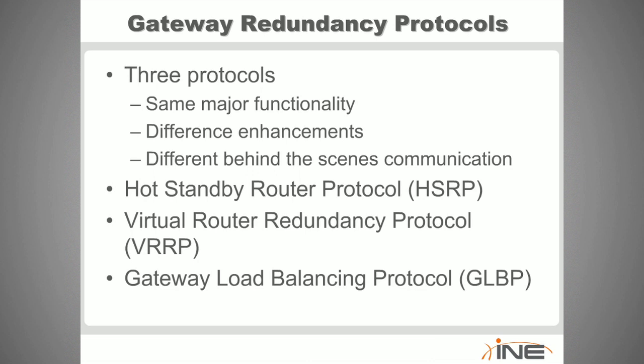The difference is that there will be some minor enhancements, like gateway load balancing supports load balancing, as you would guess, versus HSRP and VRRP, which do not. Now, also, since there are 3 different protocols, you probably assume there's a different specification behind the scenes. So they use different transports, different multicast addresses, different IP protocol numbers, different UDP ports, that type of stuff. But the major functionality is going to be the same for all 3 of them.